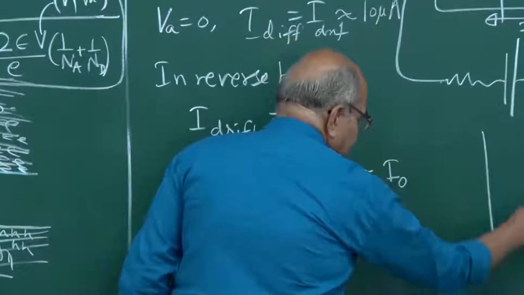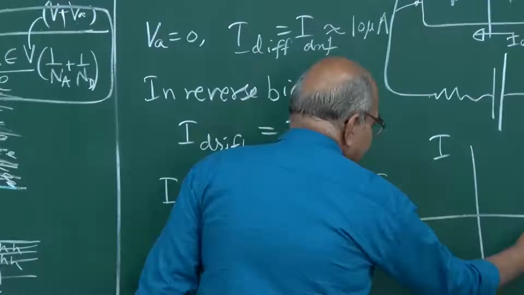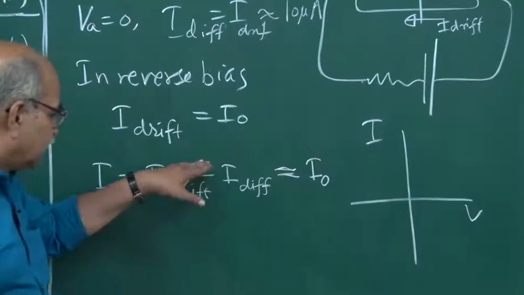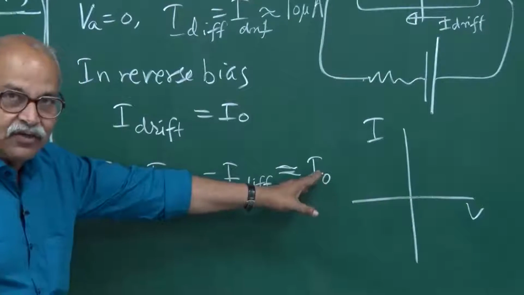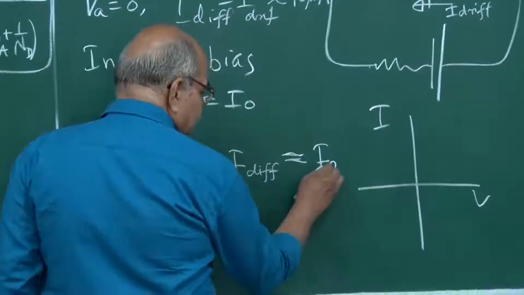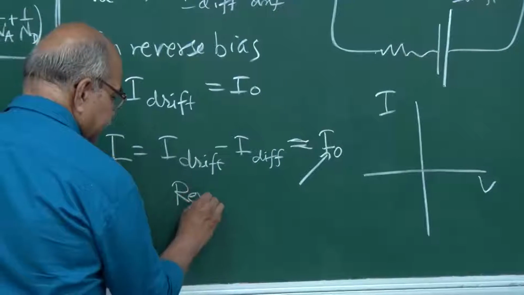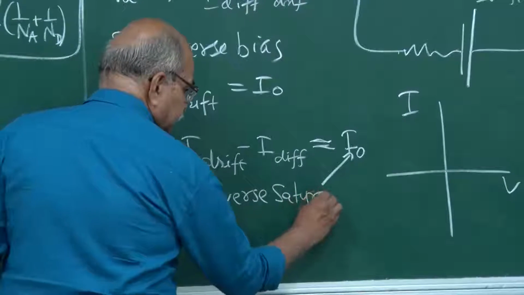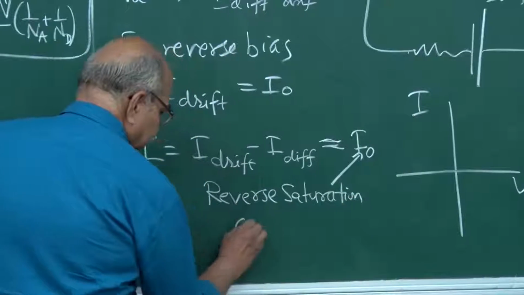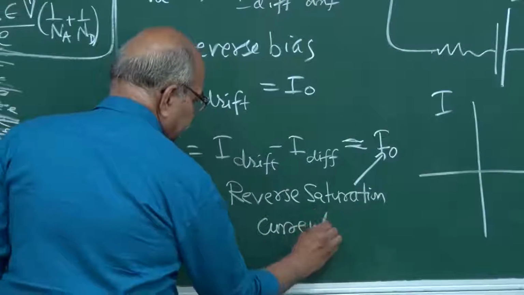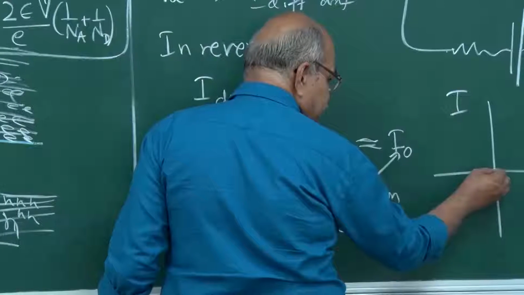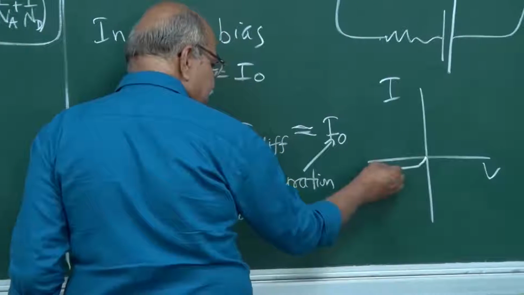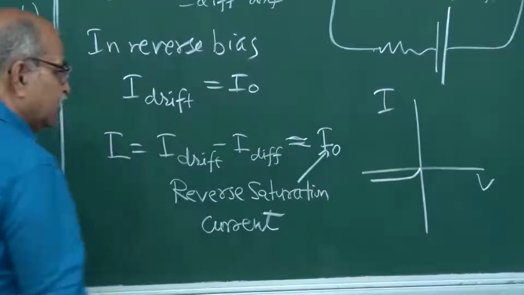So, on that IV diagram, on the reverse bias, start with 0, and then it gradually increases to this I naught, and this is known as reverse saturation current. So, it starts from 0, but very quickly it will attain that I naught, and then it will remain I naught for large values of V.